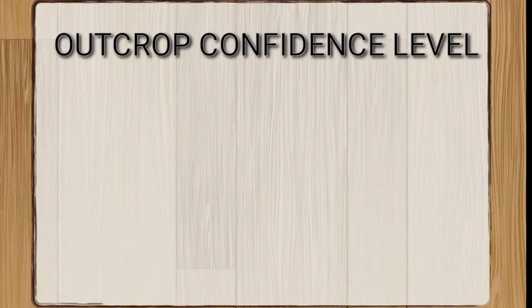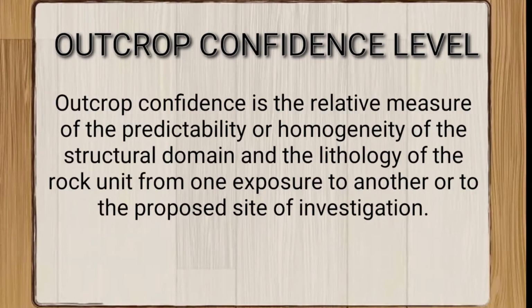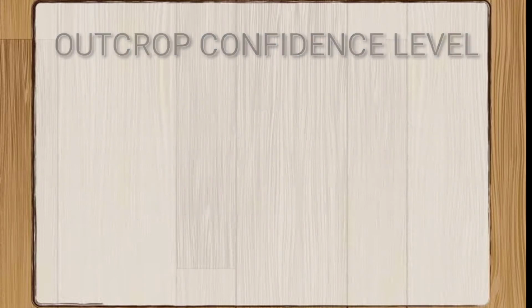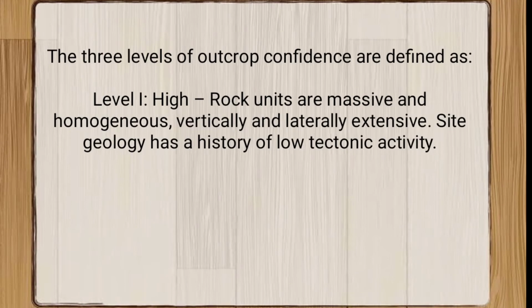Outcrop confidence level. Outcrop confidence is the relative measure of the predictability or homogeneity of the structural domain and lithology of the rock unit from one exposure to another or to the proposed site of investigation. The three levels of outcrop confidence are defined as Level 1, high. Rock units are massive and homogeneous, vertically and laterally extensive. Such geology has a history of low tectonic activity.